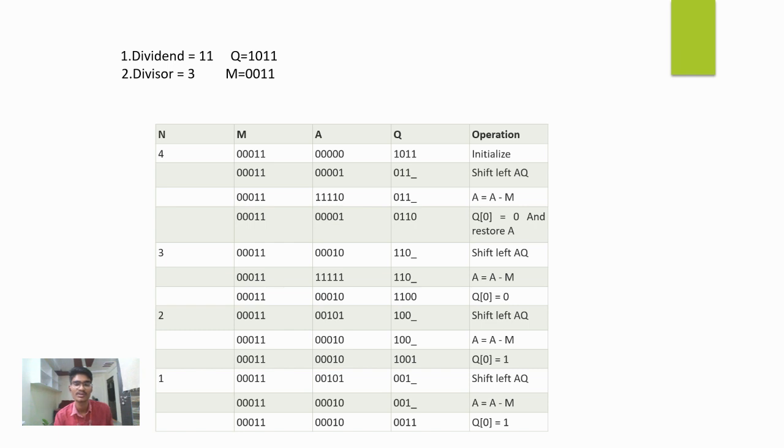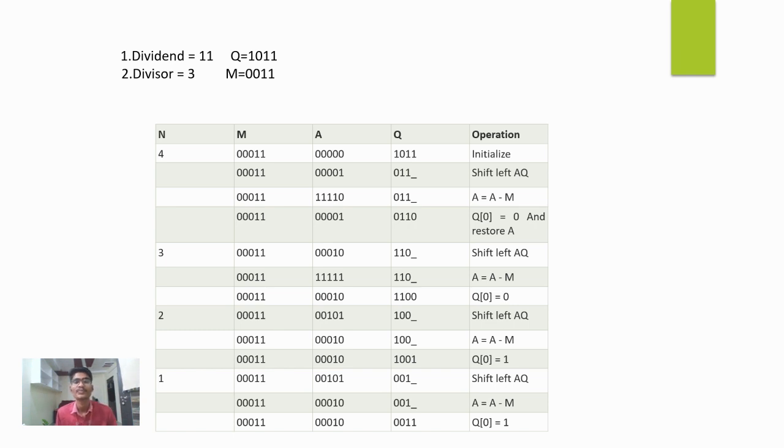Then we're not going to perform any left shift, and the final values are obtained. The remainder in A will be 0010, which means the remainder is 2, and the quotient will be 0011, which means the value is 3. So 11 divided by 3 gives quotient 3 with remainder 2. The problem is solved.